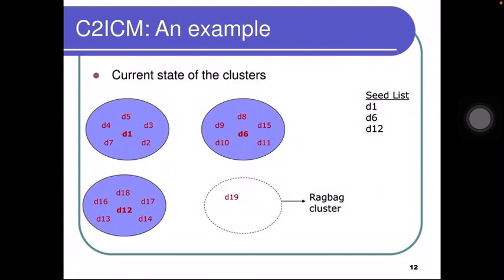C2ICM, an example. Current state of the clusters. In one cluster, D1, D2, D3, D4, D5 are there. The second cluster has D6, D7, D8, D9, D10. The third cluster has D12 to D18. The fourth cluster has only one, D19, and the fourth cluster is known as the ragbag cluster. Seed list: D1, D6, D12, and these are known as the cluster names.